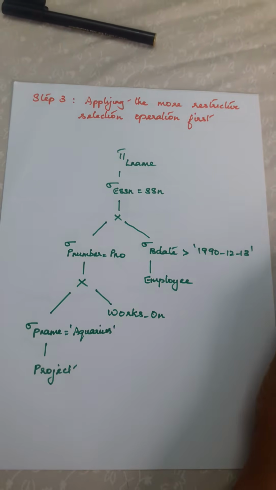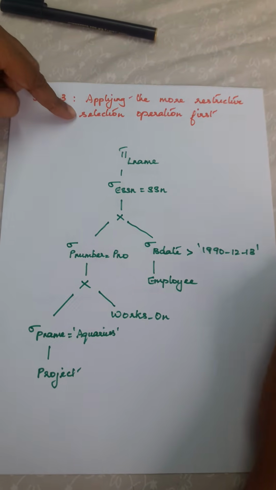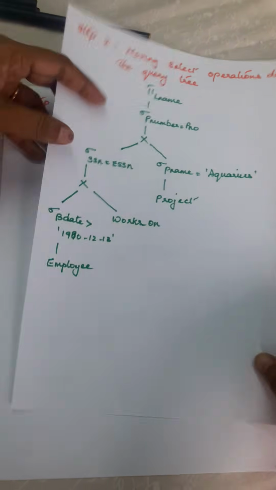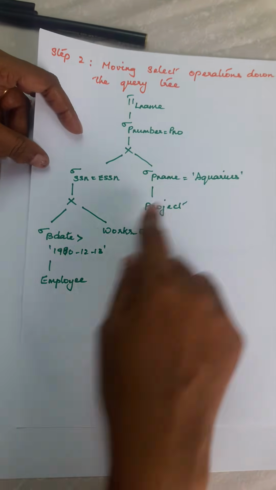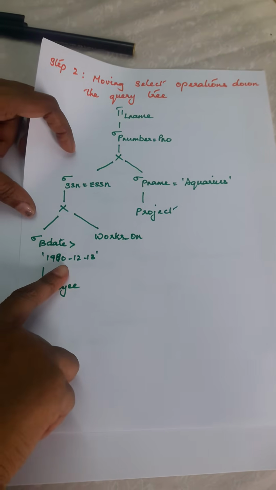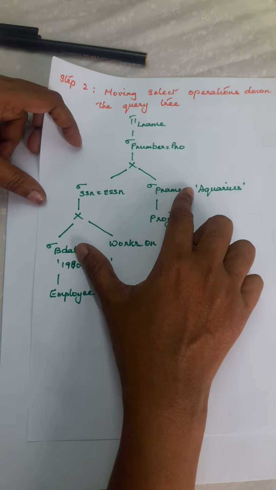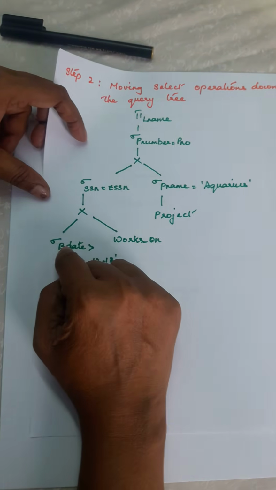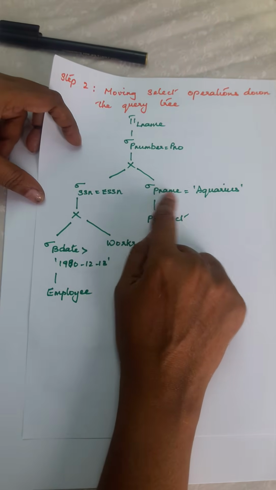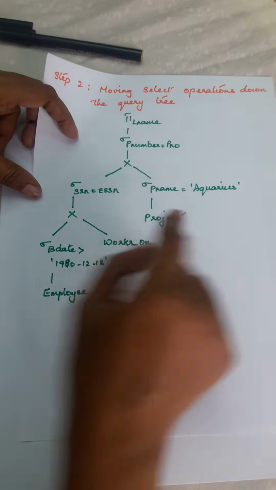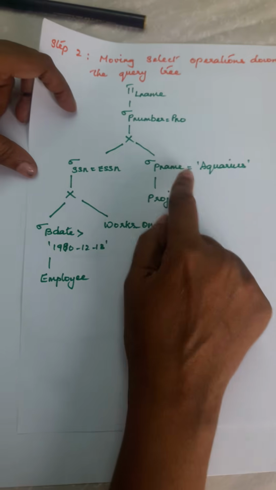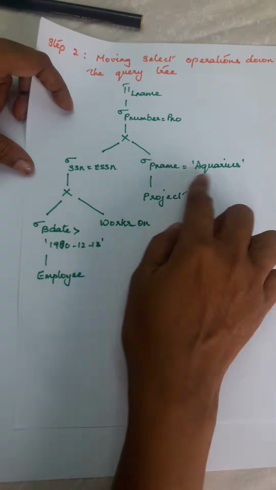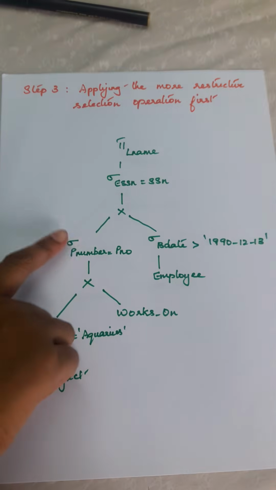Next is step 3. Step 3 is applying the more restrictive selection operation first. Actually, as you have seen in the previous condition, here sigma p name is equal to Aquarius, and here it is sigma birth date greater than a particular date. So you have to see only these conditions related to the individual tables, not these join conditions. So from these two conditions you can see that this equal to condition will be giving a lesser number of records compared to this greater than condition. So this condition is more restrictive than this condition. So we have to interchange these two. Okay, so that is what is done in the third step.